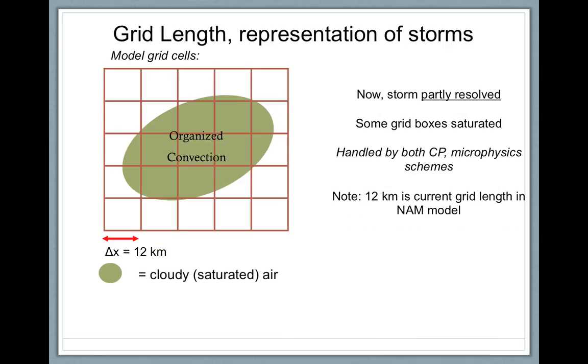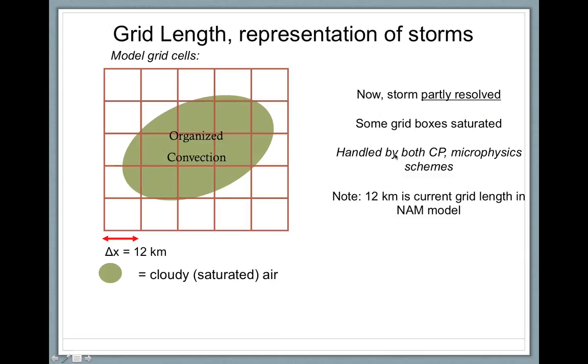Moving now to 12 kilometers, here we're starting to get into a murky area, right? Some elements of our organized convection seem to be represented by grid cells, but some of them are not, right? Some grid cells are saturated, some are not. Really here our storm is being partially resolved. And so how do we handle that? Right? Both our microphysics and convective parameterization schemes are going to have to deal with this.